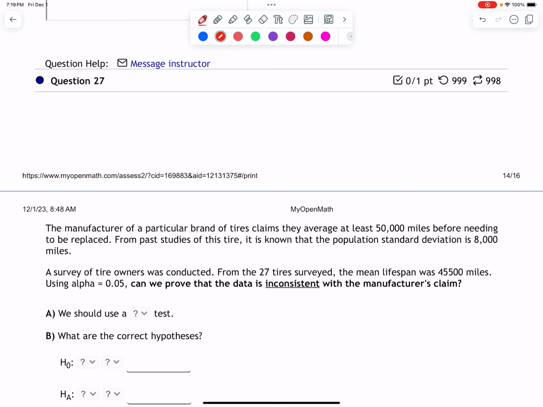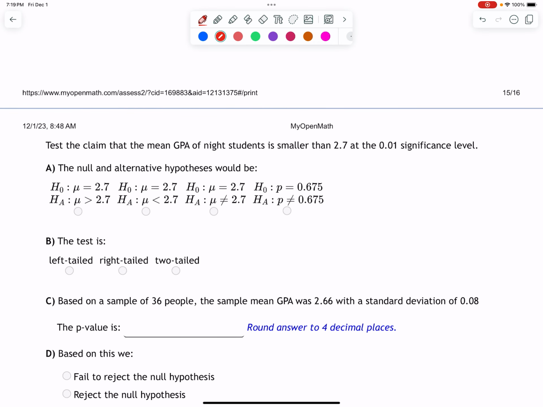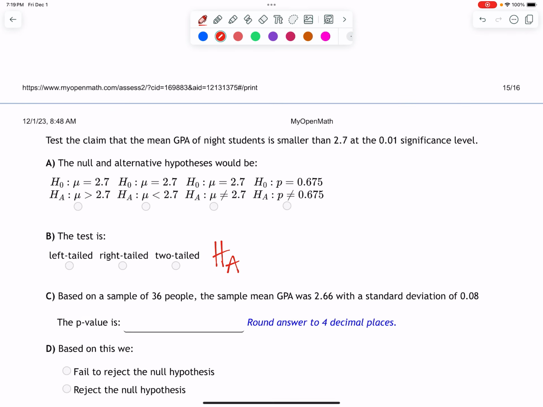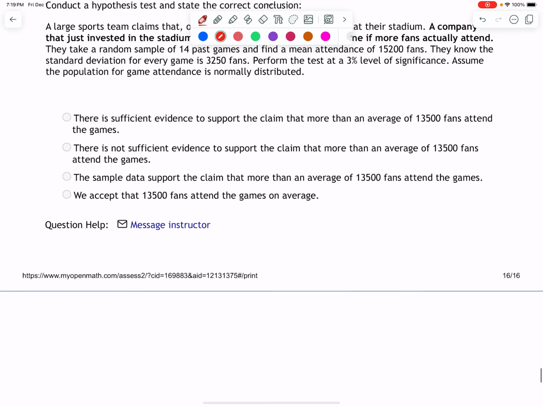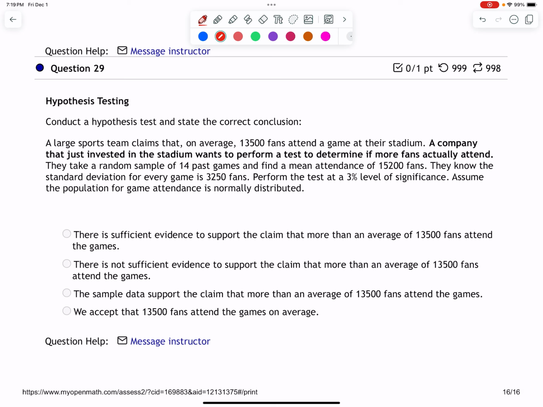Same idea with the tires. The difference here is that this time they ask you about left-tailed, right-tailed, or two-tailed. Realize or remember that this comes from your HA. 29 is another hypothesis testing. It looks fairly straightforward.